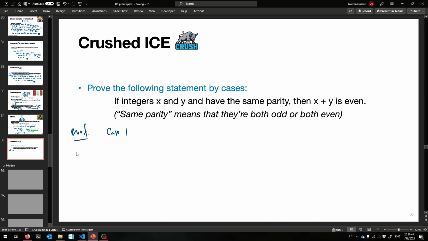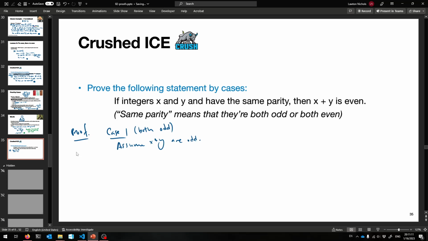So case 1 is when they're both odd, let's say. And then case 2 will be when they're both even. We'll do that in a second. So if they have the same parity, then their sum is even. Let's assume that they're both odd, because that's one of the ways that they have the same parity. Assume x and y have the same parity. Assume that they're both odd. Assume x and y are odd.